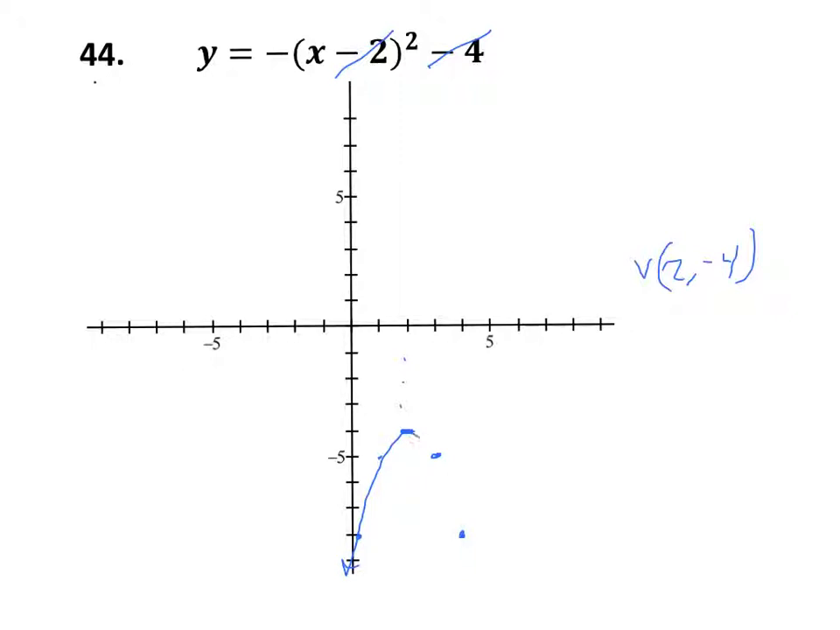Now if we want all of our other information, we've got our vertex. Where's our axis of symmetry? At x equals 2. Excellent. And is this a max or a min? And what is my max? Maximum is negative 4, and it occurs at 2.